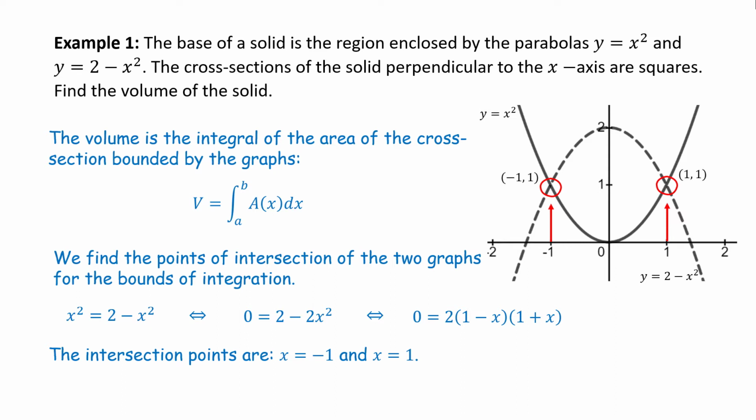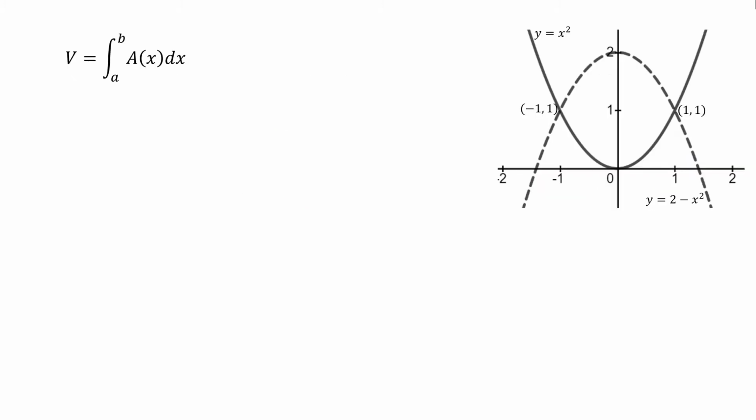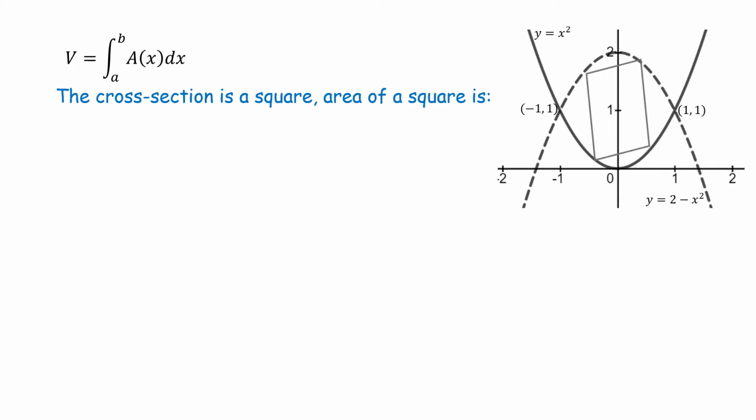We mark the point of intersection as the ordered pair (-1, 1) in the second quadrant, and in the first quadrant the point of intersection is denoted by the ordered pair (1, 1). Continuing, the volume we compute as the integral from a to b of A of x dx, and the cross section is a square. It's sketched in there kind of. The area of a square we know is A of x equals the length of side squared. So we need to compute the length of the side.